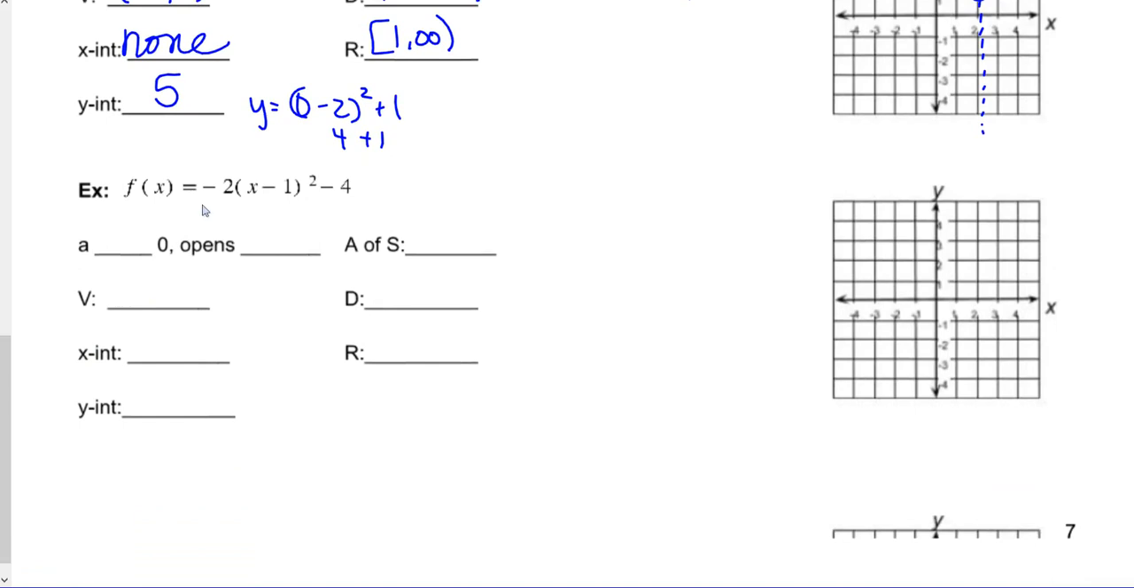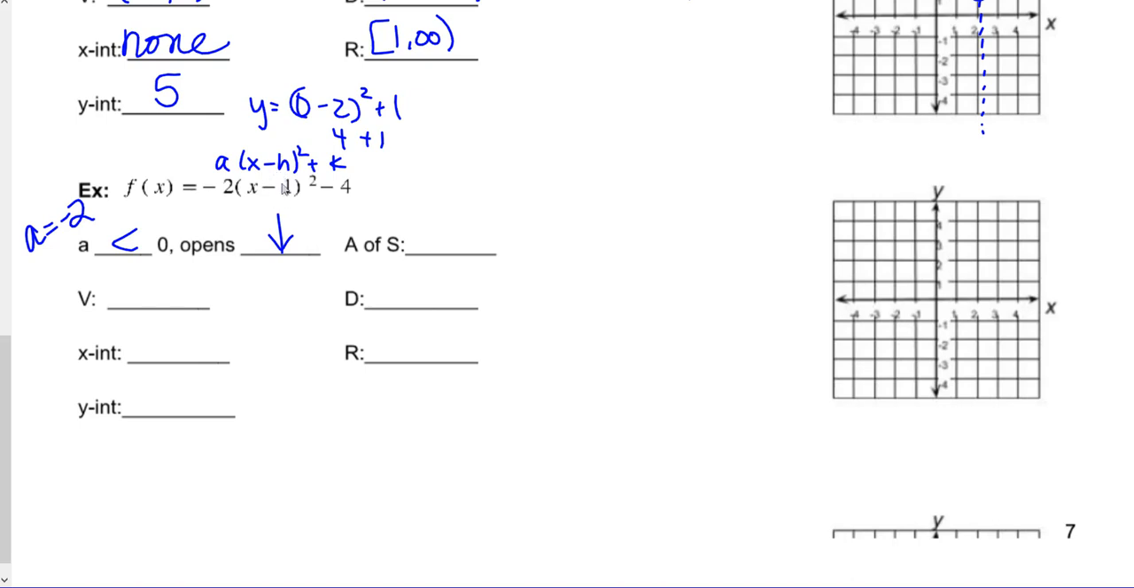Here we have a standard form where a is going to be different than 1. Here's my a times x minus h squared plus k. The a this time is negative 2, so therefore a is less than 0, and since that's the case, my parabola is going to open down.